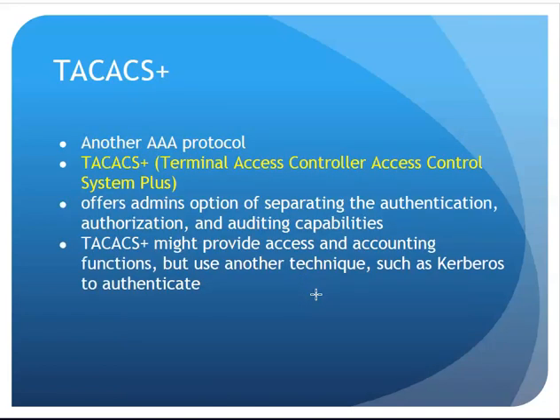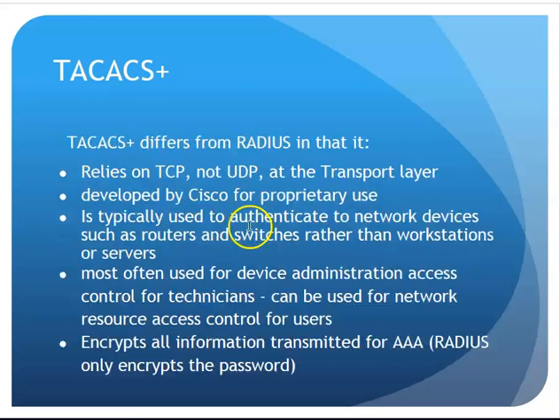And then TACACS, Terminal Access Controller Access Control System, is another AAA protocol. This offers admins the option of separating the authentication, authorization, and auditing capabilities. The difference here is that it relies on TCP, not UDP. It was developed by Cisco for proprietary use, and it was typically used to authenticate network devices, like routers and switches, rather than workstations or servers. It has been expanded, but that's typically what it was used for.